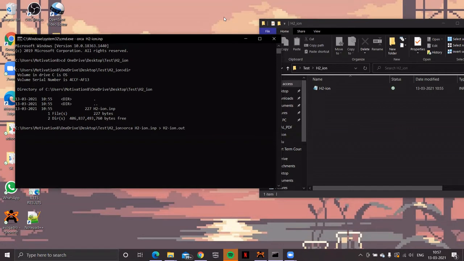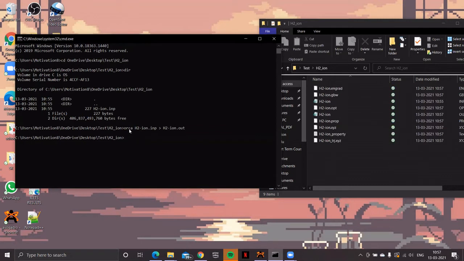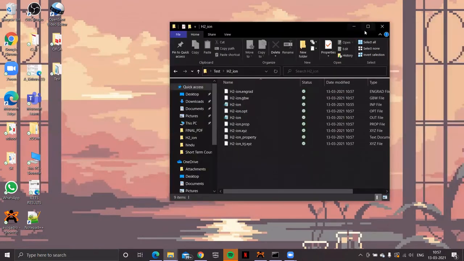Now, if I click this, it's running, and you can see that lots of temporary files are getting generated during the course of calculation. And now it's done. Once it got completed, the temporary files vanish away and you are left with all the important files there. Now, let's try to analyze these output files.